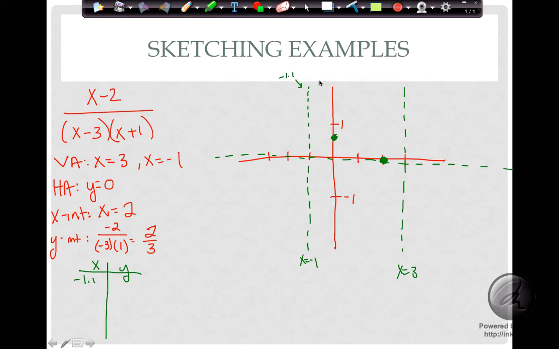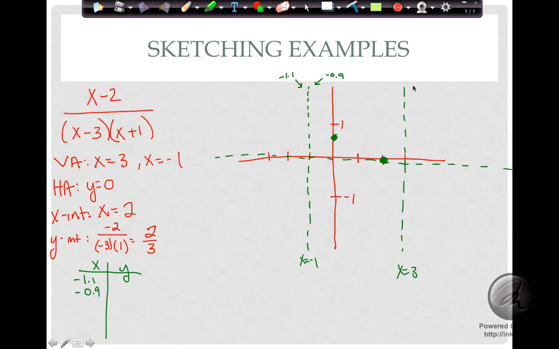-1.1 is on this side. And I want to test -0.9. What this will do is it will actually tell you kind of what it should look like. And therefore, you don't have to do a whole lot of dots. So I also want to test -0.9.